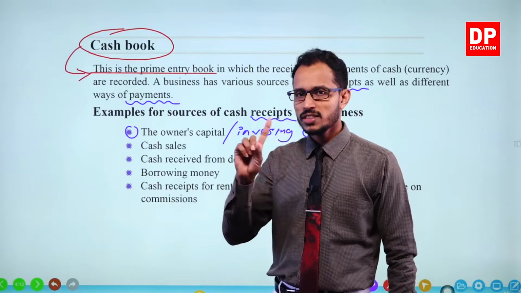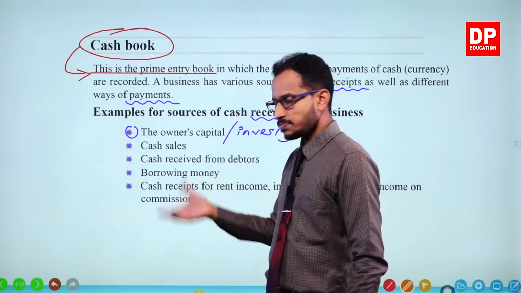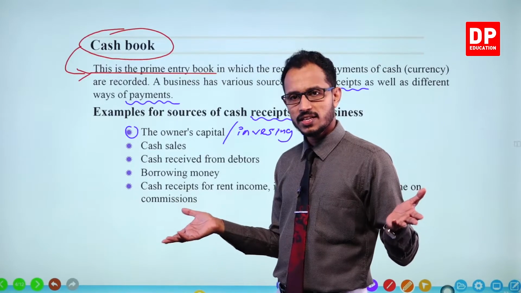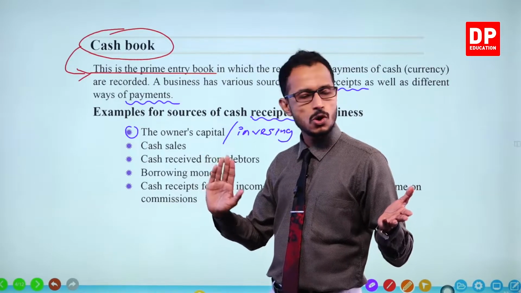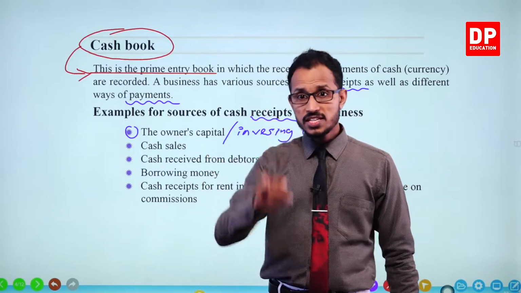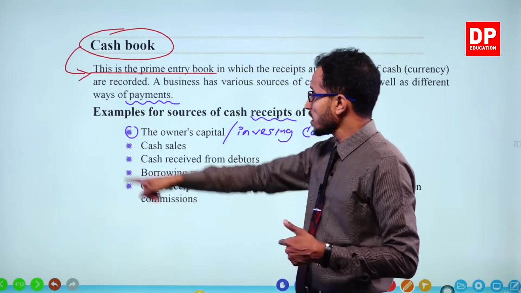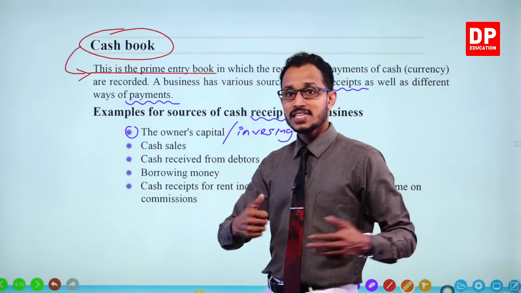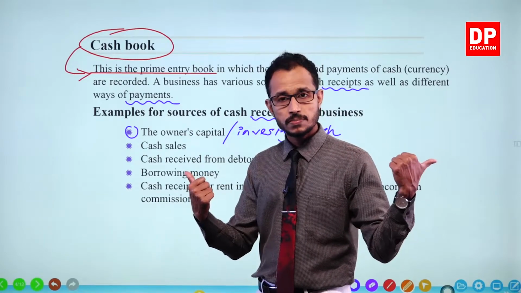Children, you can't forget the double entries. Whatever lesson you do, whatever you're doing in accounting, you can't forget double entries. Every single transaction must have a double entry. So cash receiving from the owner as capital should also have a double entry. That's why I said first it is recorded in the cash book, then in the capital account.